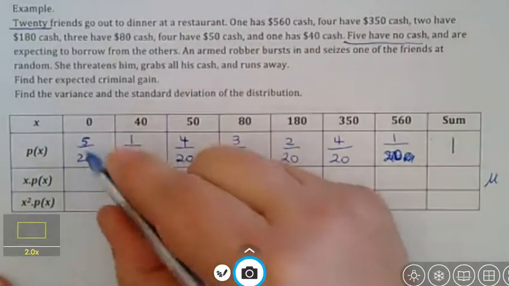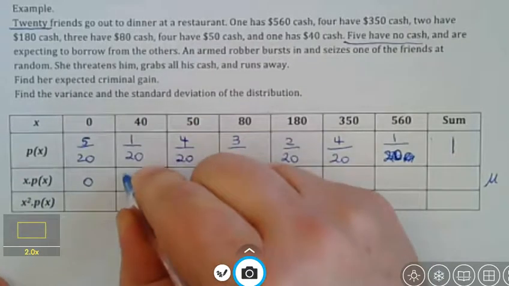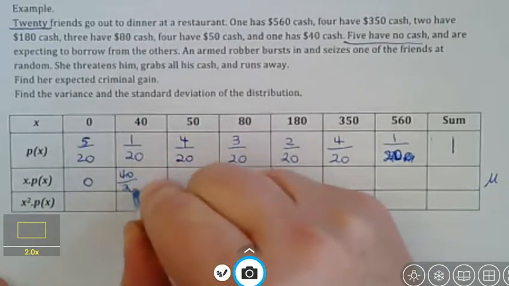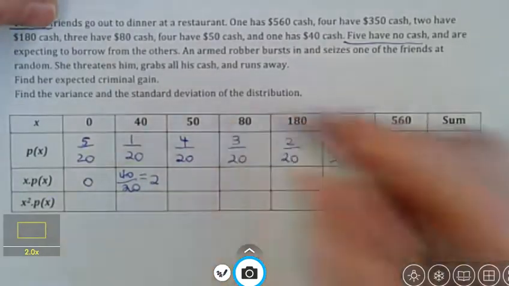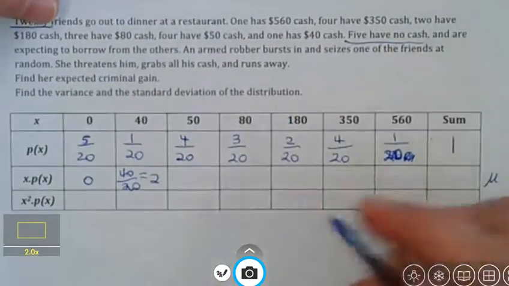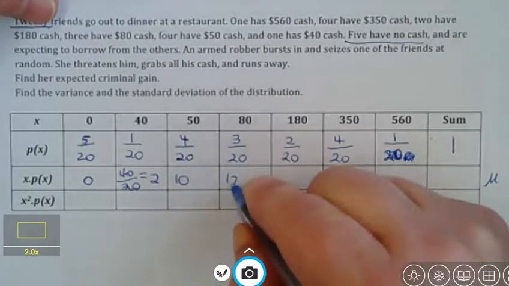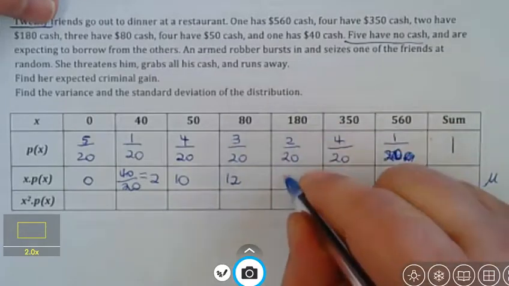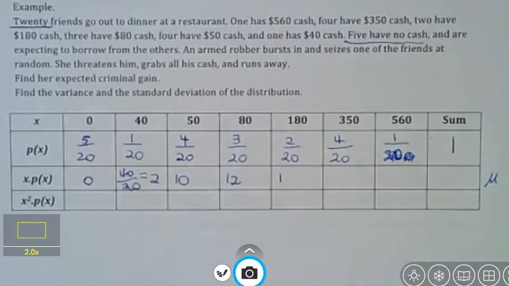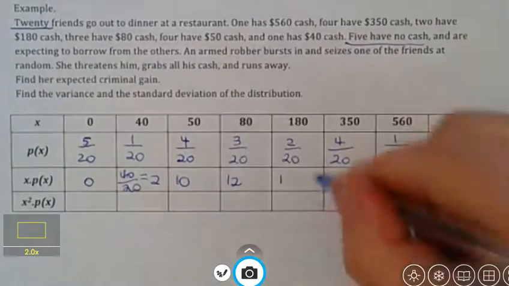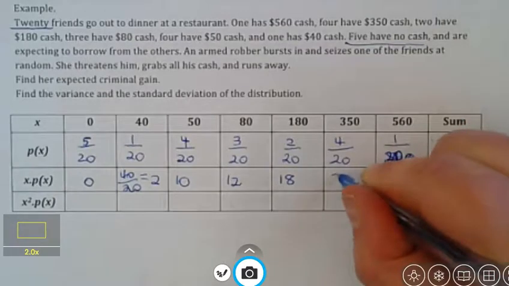Okay, so x times p(x), you need to multiply each of those. 40 over 20. I'm just going to keep them all over 20. Actually, no, I'm going to work them out. So just multiply them, and 200 over 20, is that 10? 240 over 20, 12. 360. Do you get 18 for the next one? I think you do. 700 over 2. Is that 350?